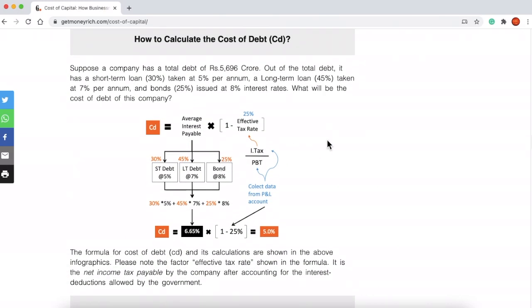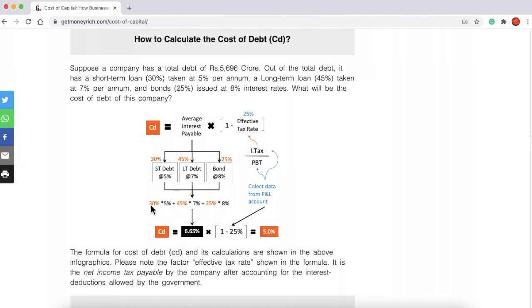Suppose there is a company which has raised debt of three types. First is a short-term loan they have taken from the banks or NBFCs, and that loan, suppose, is charging them 5% interest. Similarly, they have also taken some long-term loans, and that loan is charging them 7% interest, and on the bonds that they have issued, they have to pay 8% interest. Out of this, 30% is short-term debt, 45% is long-term debt, and 25% are the bonds issued.